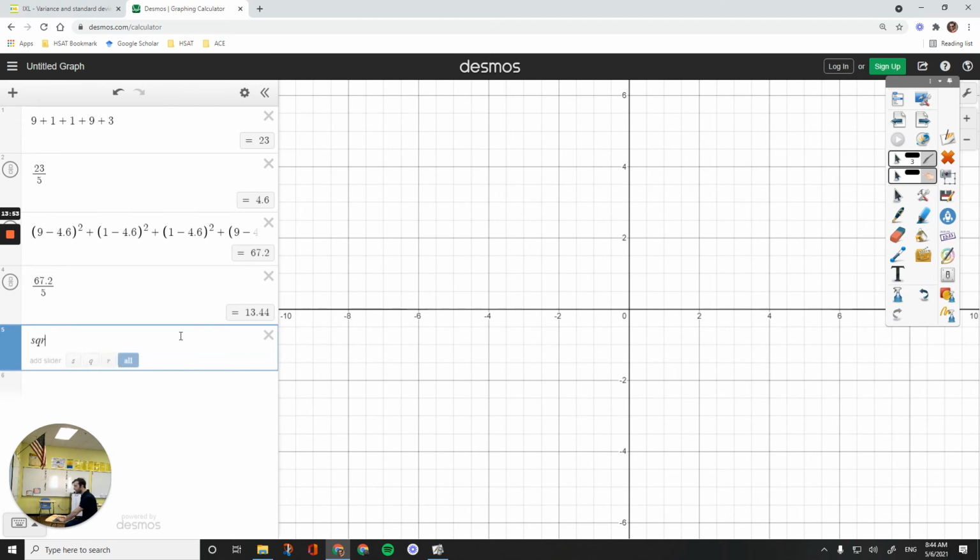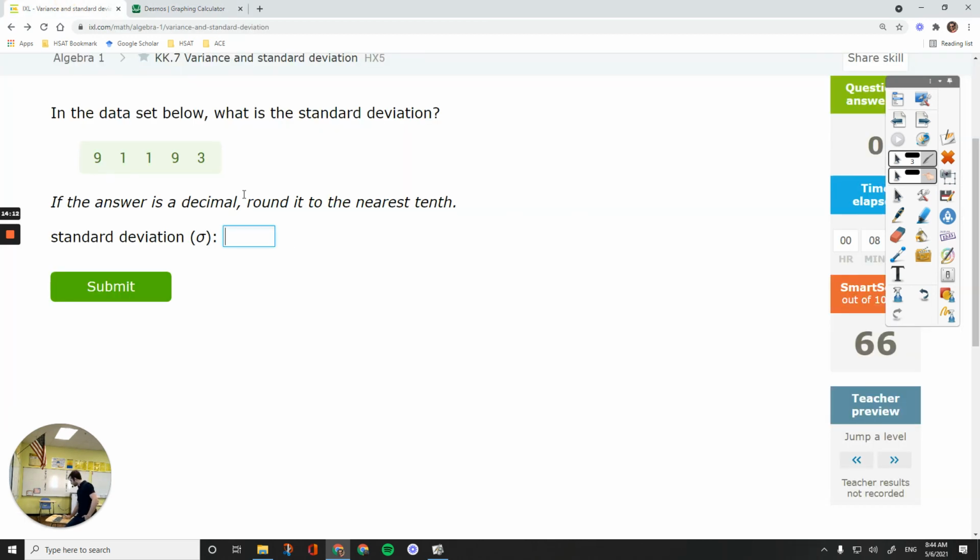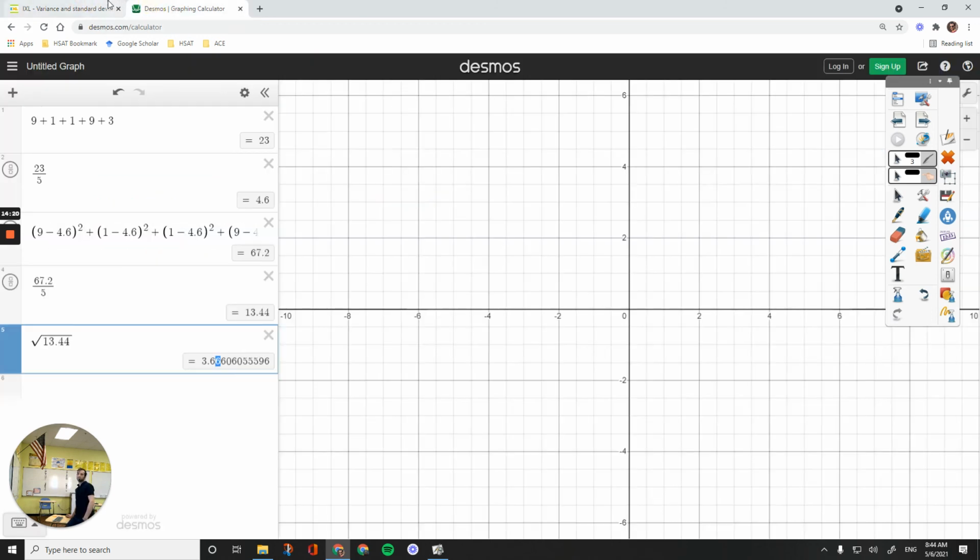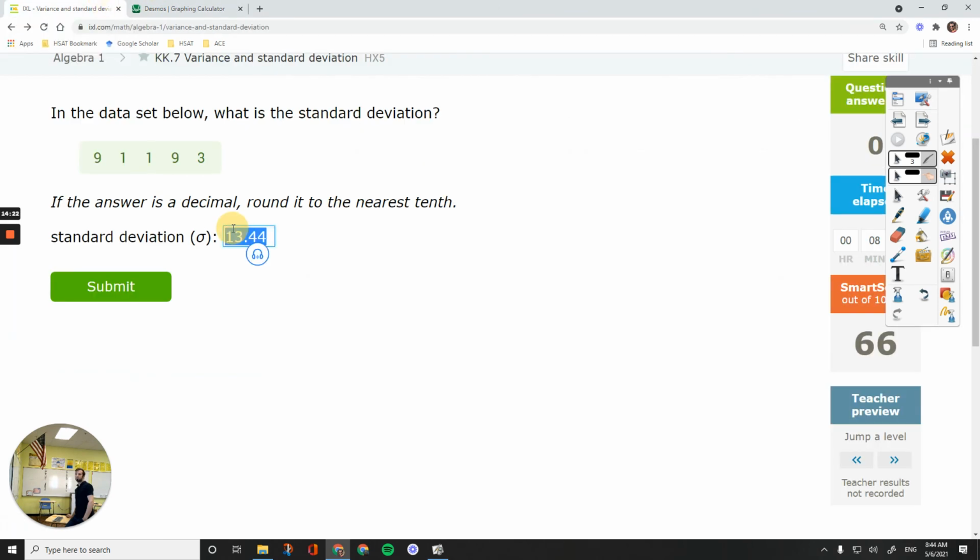If I need to find the standard deviation, this is what I do. 13.44, and then you'll square root that number. 3.67, because this number is 5 or higher than 5, I need to round that one up. So 3.67 is the standard deviation. 13.44 is the variance. Oh, we don't need the variance, we need the standard deviation. So let's just put it up. 3.67.